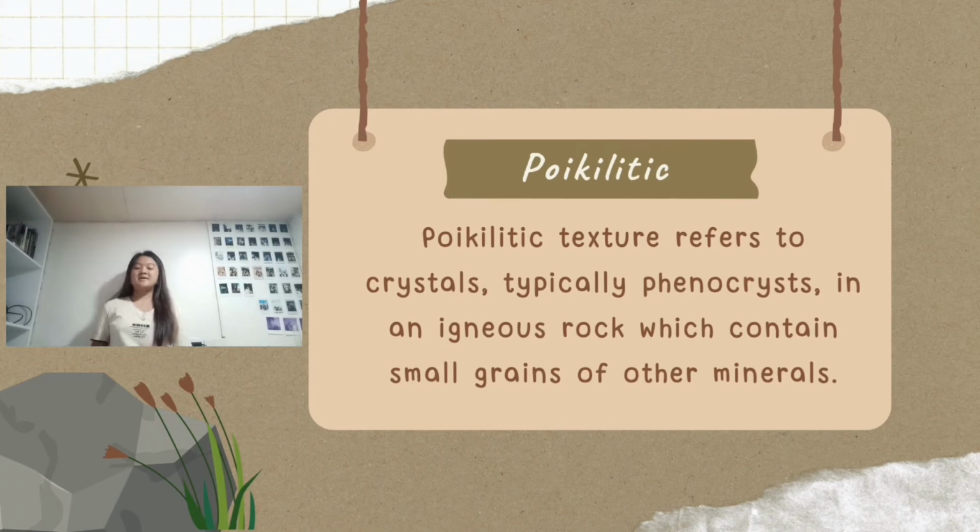Poikilitic. Poikilitic texture refers to crystals, typically in igneous rock, which contain small grains of other minerals. Poikilitic texture is extensively employed in igneous rocks to identify the crystallization order. If one mineral is surrounded by another, the encased grain must have crystallized first. This may be true on most occasions, but is not always.